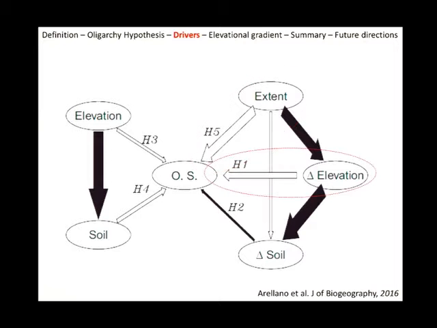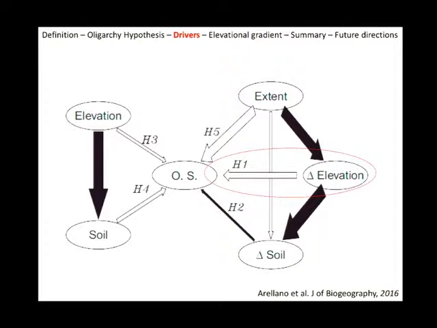Elevational variability is also an important driver of the oligarchic strength. So if we have two regions of the same size and at the same mean elevation and the same average soil conditions, if the plots are distributed in a broader elevational band, the oligarchic pattern was weaker.